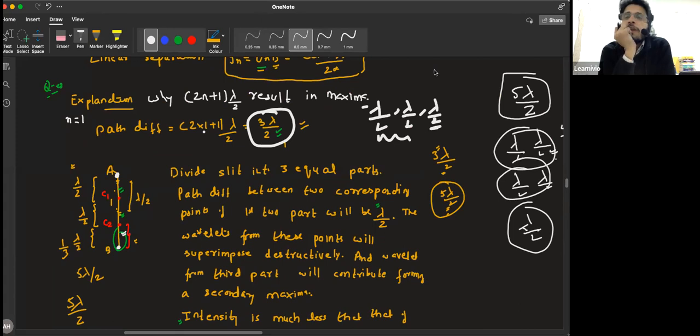And that is the secondary maximum. So if you have two sources having a path difference of 5 lambda by 2, divided into 5 parts, for the 4 parts the path difference is lambda by 2 and lambda by 2, so they get cancelled out. Only 1/5 will remain, right? Yes, sir. And that will give you maximum.